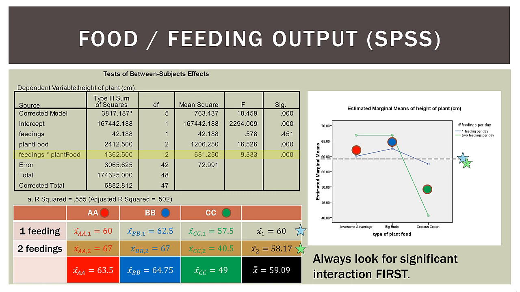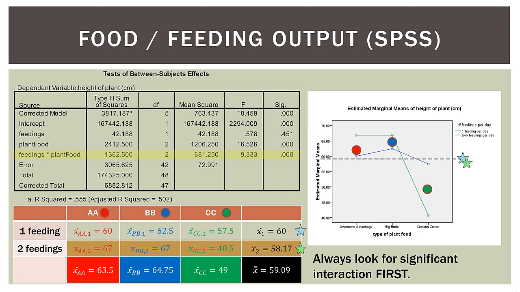There's no difference there. Now, look at the plant food factor. It has an F of 16.526 and a significance value of 0.000. So if we were looking at it on its own, we would definitely say it's significant. But of course, there's an interaction, so we don't do that. But look at how the SPSS output corresponds to the means over here on the right.